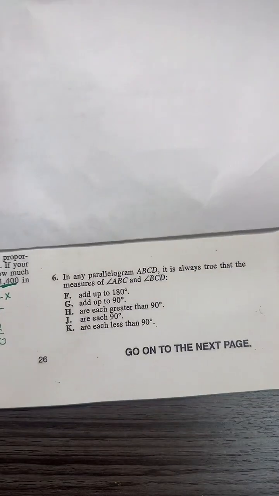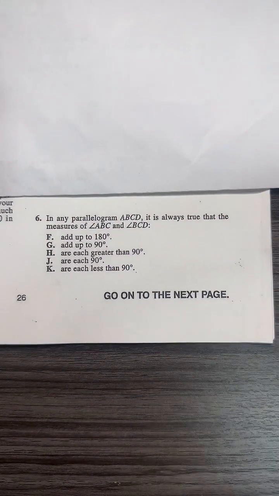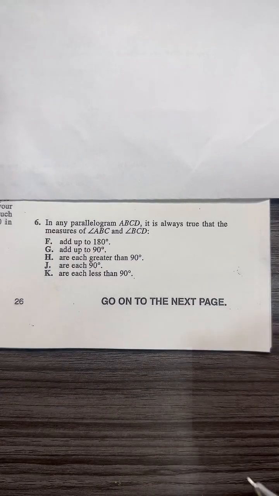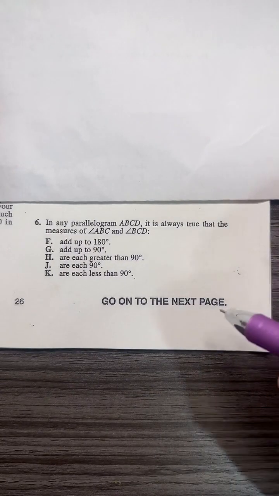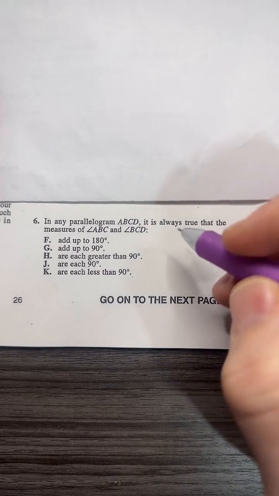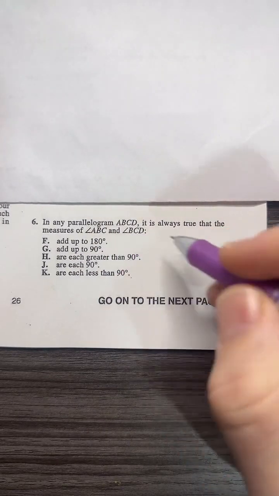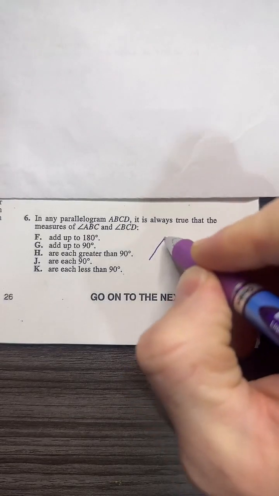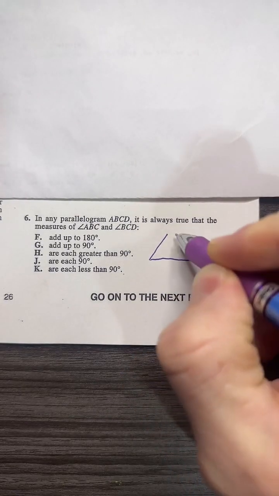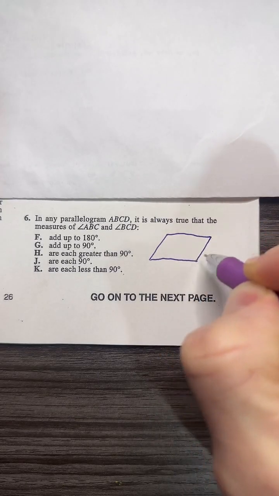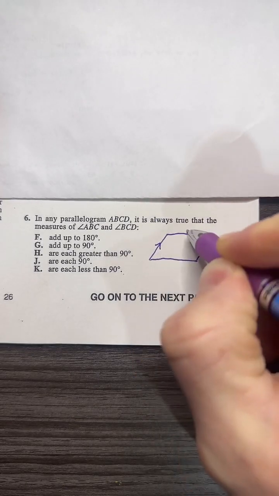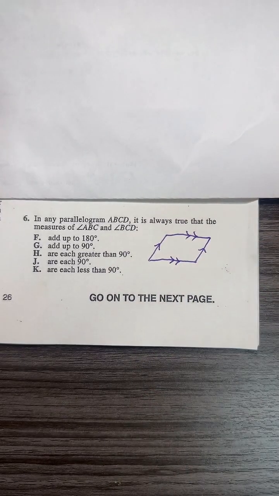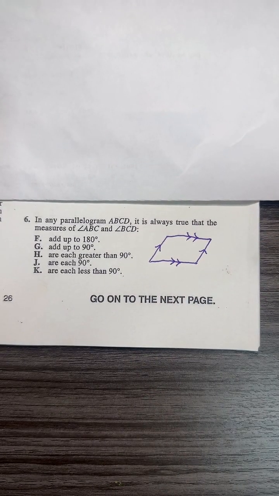All right, let's take a look at this one. In any parallelogram, geometry. Anybody here like geometry more than algebra? I myself am definitely an algebra person. We'll see. In any parallelogram ABCD, let's talk about some properties of parallelograms. Parallelograms have, you got it, parallel sides. Very important with parallelograms. Opposite sides are equal.